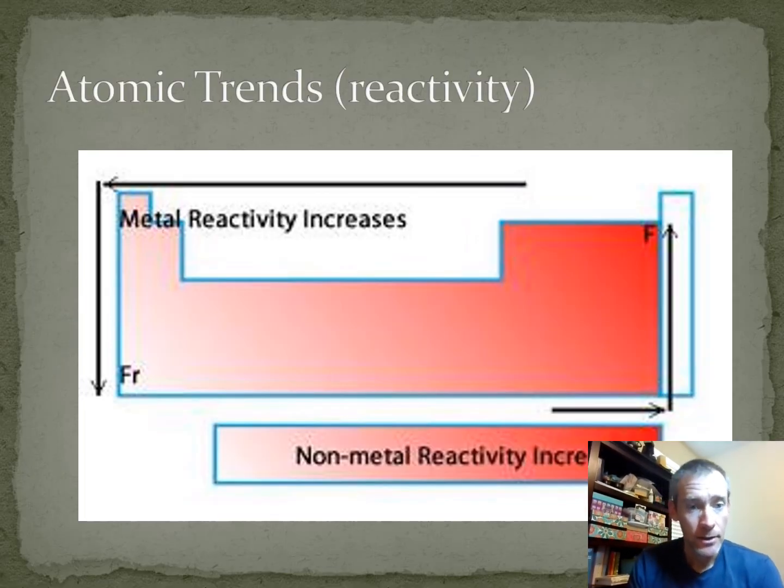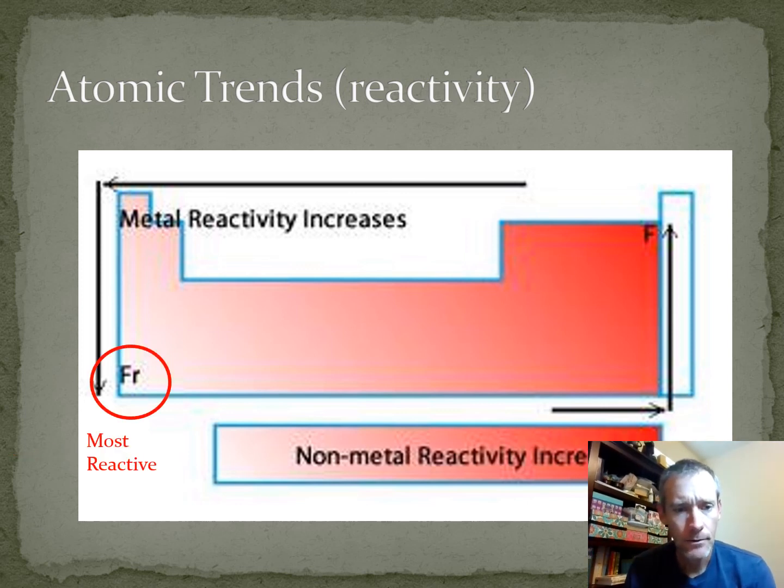So you can see here, metal activity increases as you go to the left and down. Francium and cesium are down here. For non-metals, the most reactive is fluorine, so they're opposites. So if you remember where fluorine is, you remember where francium is, you can figure out chemical reactivity. Non-metals are going to be more active towards fluorine, where metals are more active towards francium. Most reactive is fluorine for non-metals.